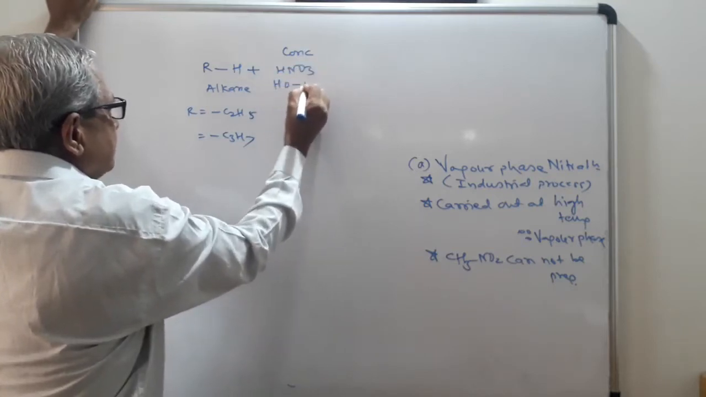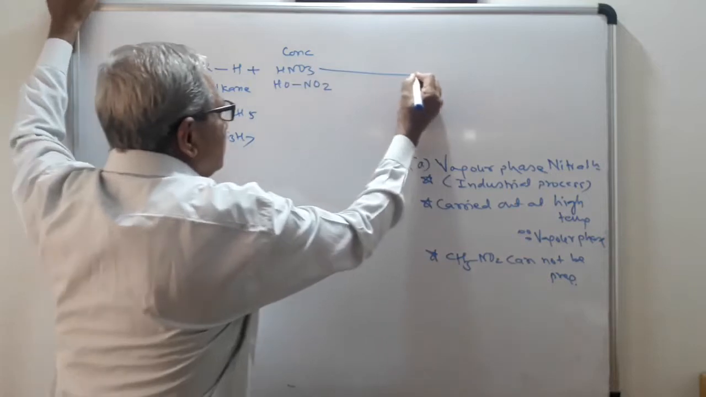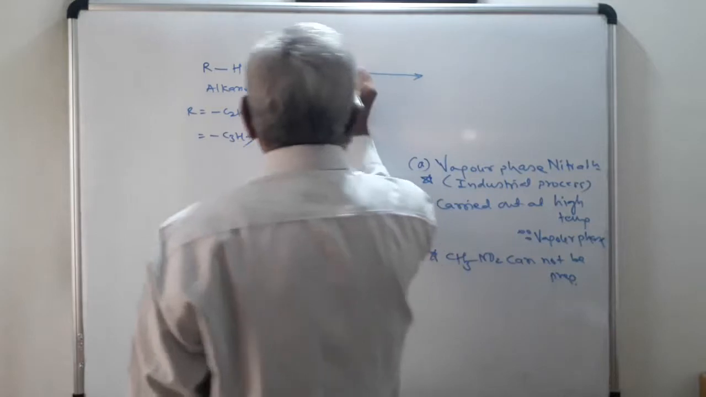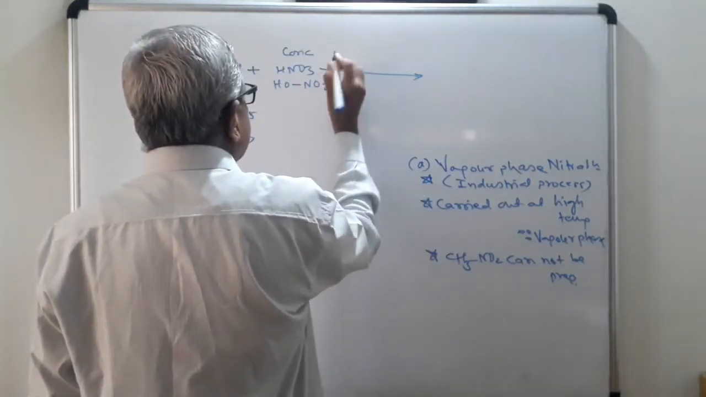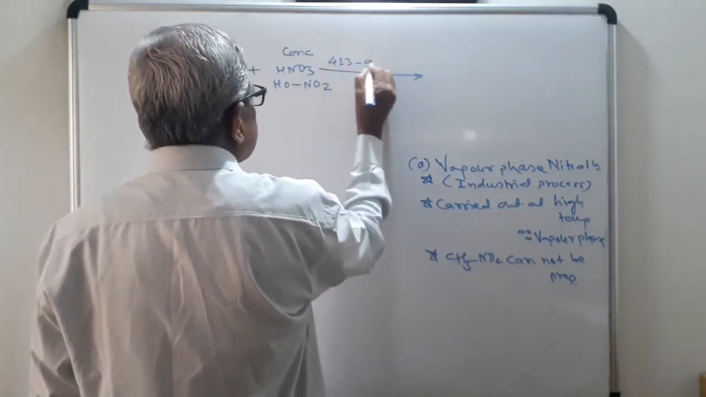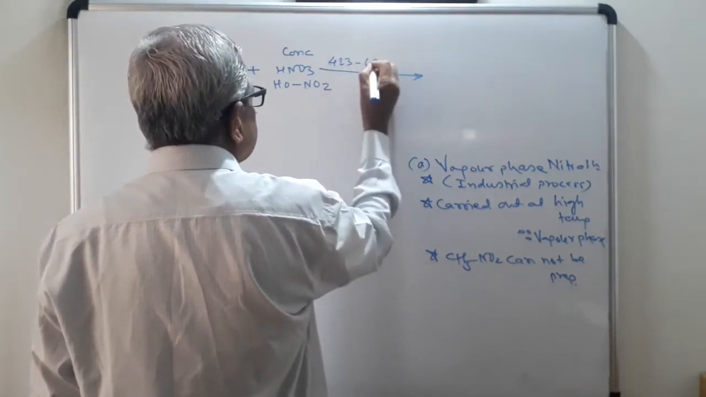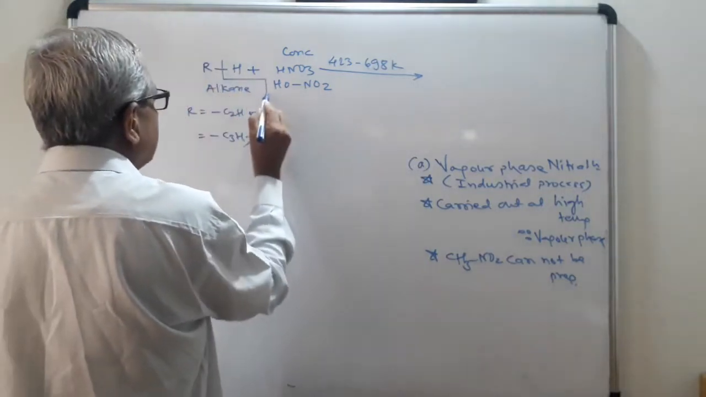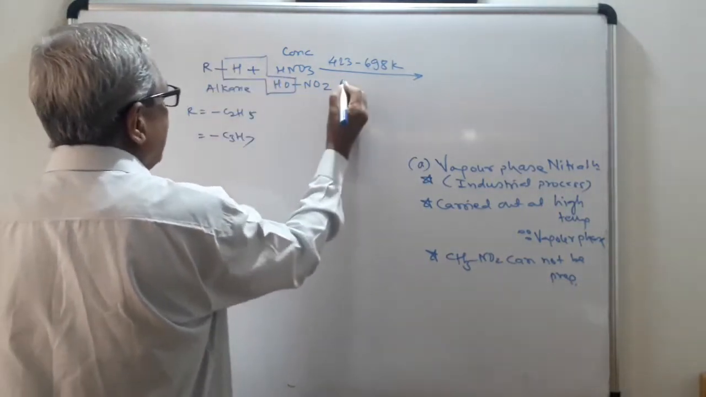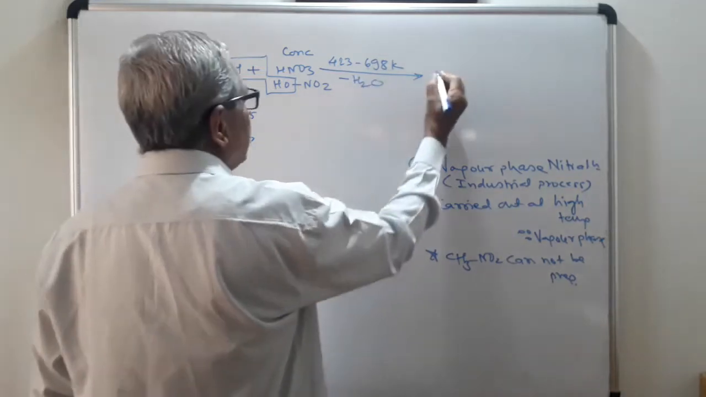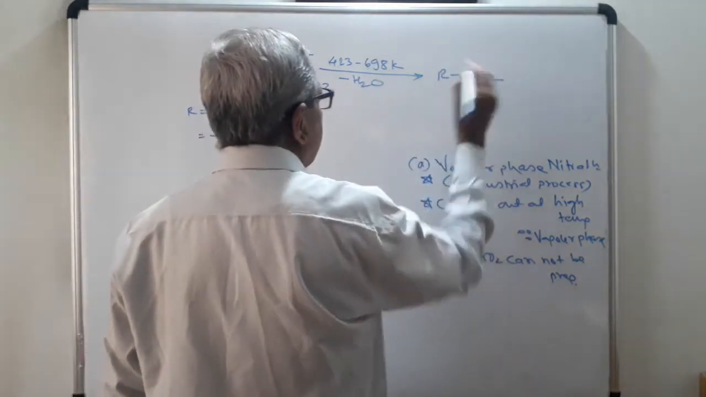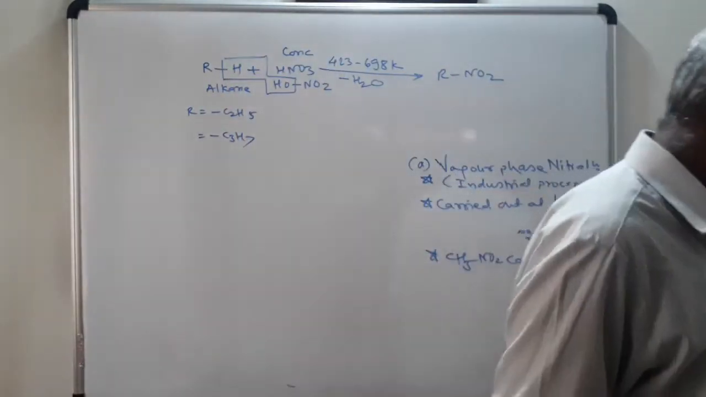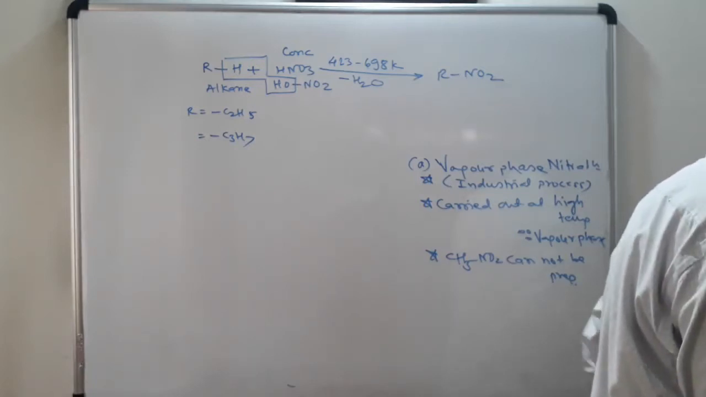Concentrated HNO3 can also be written as OHNO2. This reaction takes place in the vapor phase. Temperature is 423 to 698 Kelvin. That is the high temperature. During this reaction, you can remove the water molecule, minus H2O. So you will get here RNO2. That is the nitroalkanes. Hydrocarbons are there. In this way, this method is useful for the preparation here.